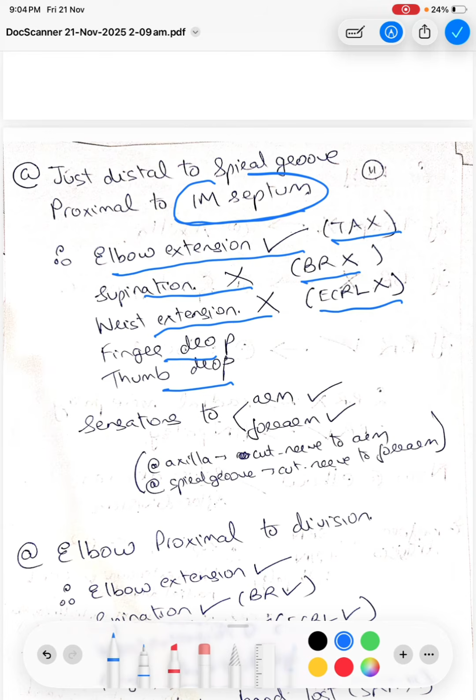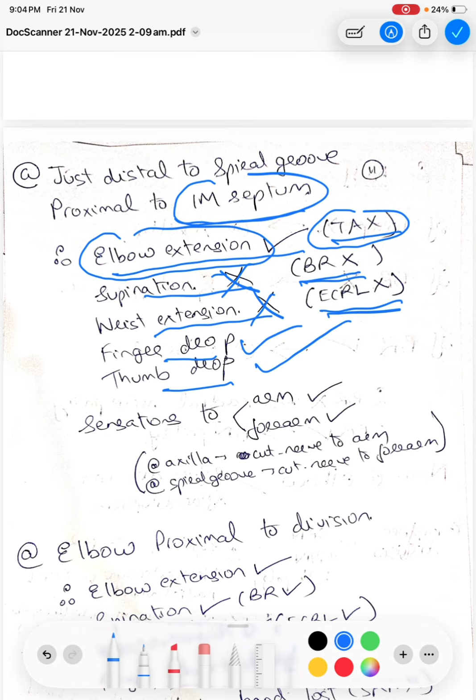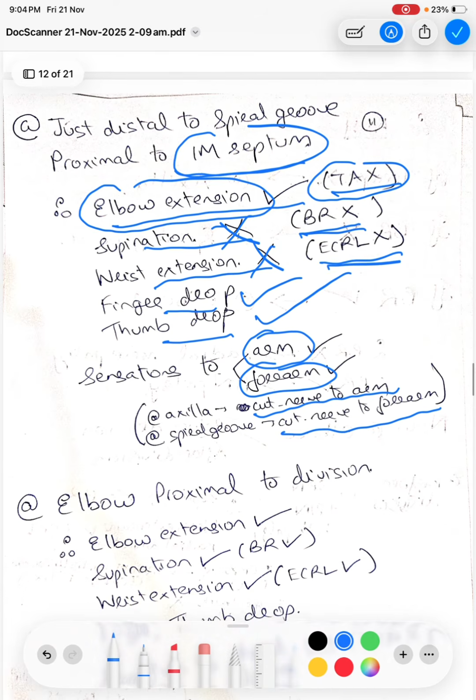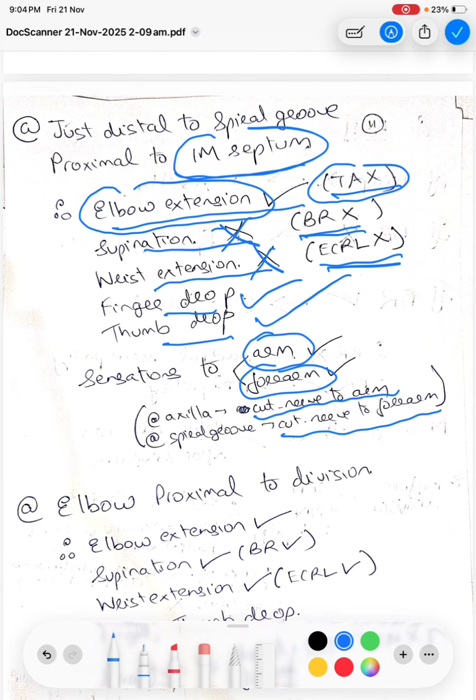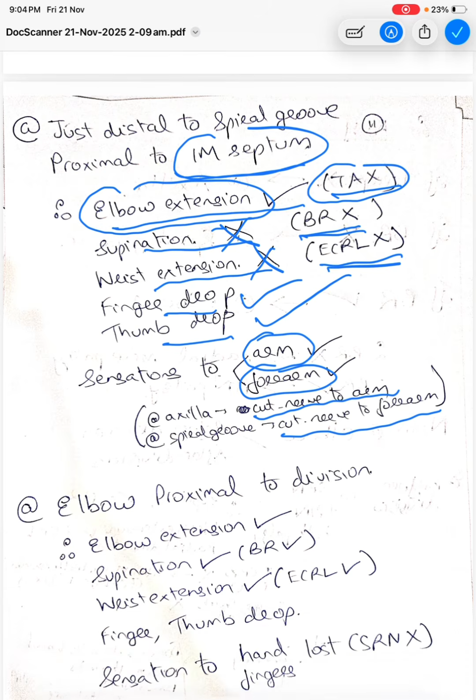What is preserved? TA is preserved. Okay, so elbow extension is preserved. However, what is gone? Brachioradialis, ECRL is gone. So supination is gone, wrist extension is gone. There is finger drop and thumb drop. However, it is distal to the spiral groove. So at the axilla, the cutaneous nerve of arm, and at the spiral groove, the cutaneous nerve of forearm is preserved. So sensations to arm and forearm are preserved if the lesion is just distal to the spiral groove, proximal to the intermuscular septum.